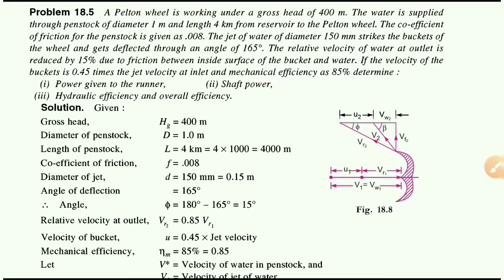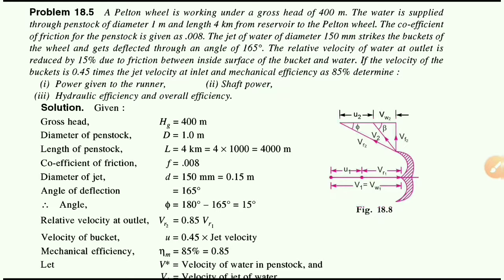In this video, we will study one more numerical on the Pelton wheel. The numerical reads like this. A Pelton wheel is working under a gross head of 400 meter. The water is supplied through a penstock of diameter 1 meter and length 4 km from the reservoir to the Pelton wheel. The coefficient of friction for the penstock is given as 0.008.